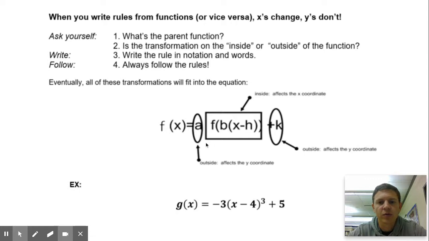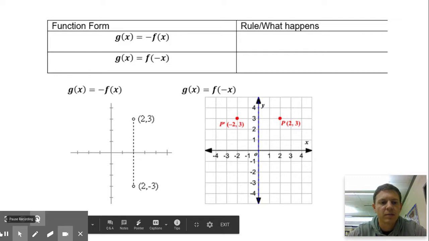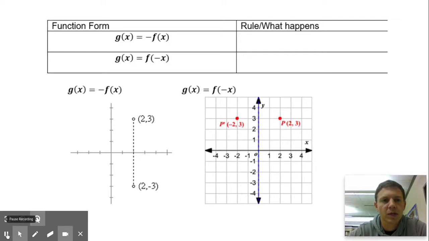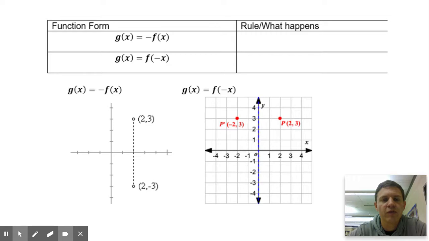Today we're going to worry about the sign in front of our functions or inside our function. So this A or this B, and not necessarily the numbers, but the sign. Before you look at these graphs, let's look at this chart. When we have reflections, really that's just looking at the positive or negative signs in our function.